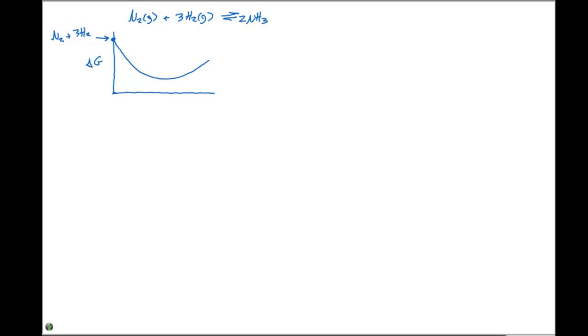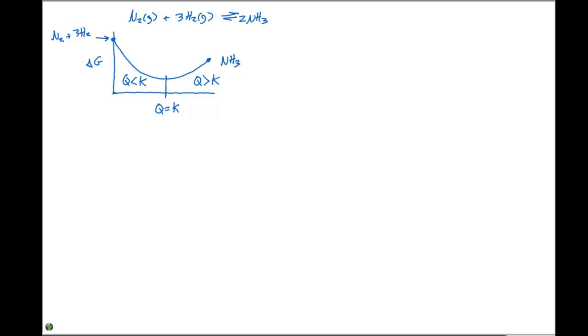Over here on the other side, this would be pure ammonia, or pure NH3. This point right here at the bottom of the well is going to be the equilibrium. And at equilibrium, our Q is equal to K. Over here on this side, Q is going to be greater than K. And over here on the left-hand side, Q is going to be less than K.